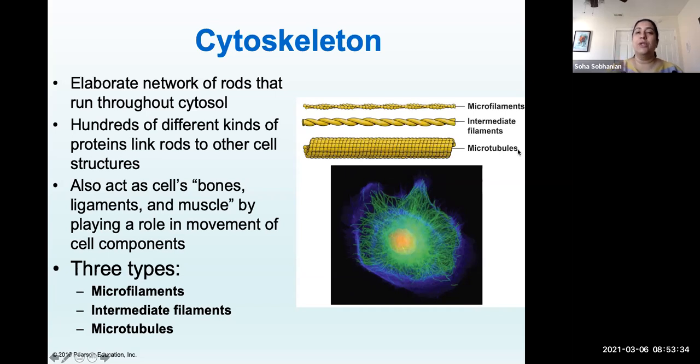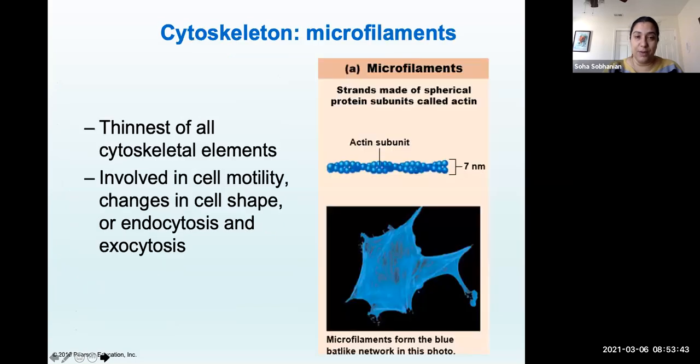Now, I don't need you guys to know a lot of detail about them, other than some of the main functions of these three cytoskeleton. And I'm gonna highlight those for you. So the thinnest among these cytoskeleton, as I mentioned, is microfilaments, which is about 7 nanometers, which is really small. It's the diameter of a typical red blood cell.